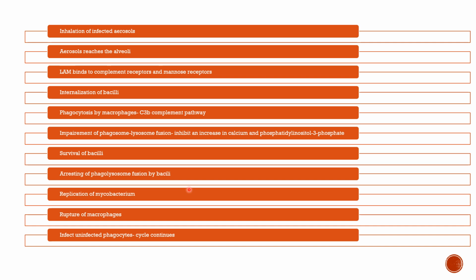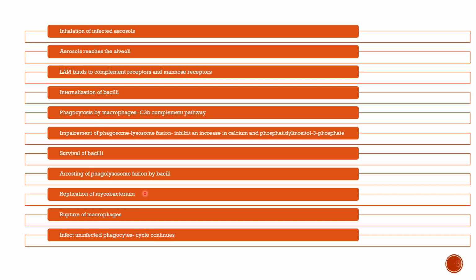In the case when they are unable to arrest it, those people would stay uninfected. They would move away from there, like they would not get infected by it. However, if arresting of phagolysosome fusion by the bacilli is accomplished, they would replicate the mycobacterium inside the macrophages.